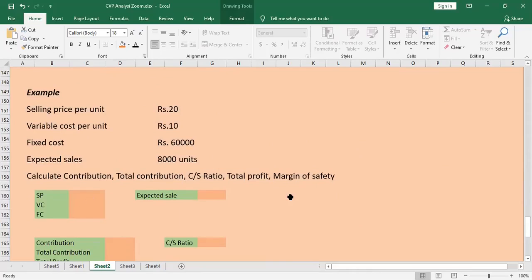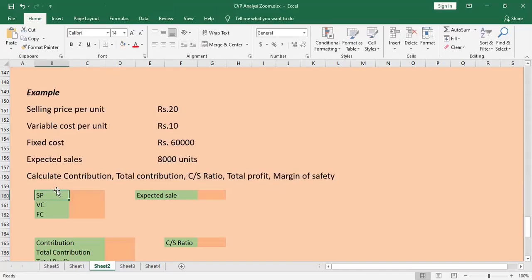So let me go ahead with the calculation. First of all, let me identify these variables. Sales price, we have 20 rupees. Variable cost, we have 10. Fixed cost, we have 60,000. And expected sales, we have 8,000 units.